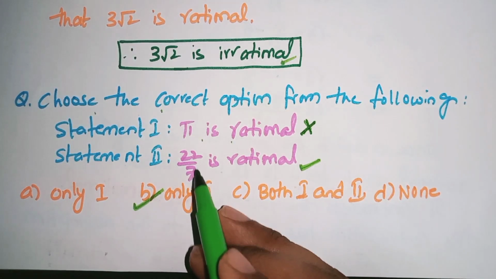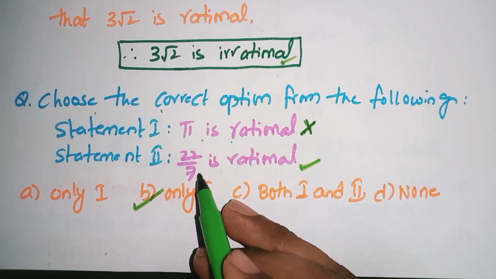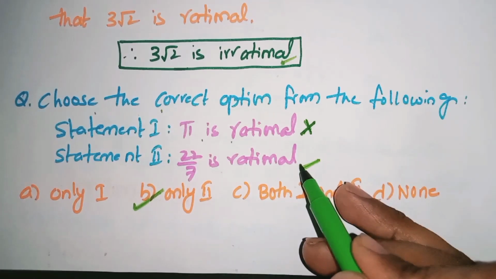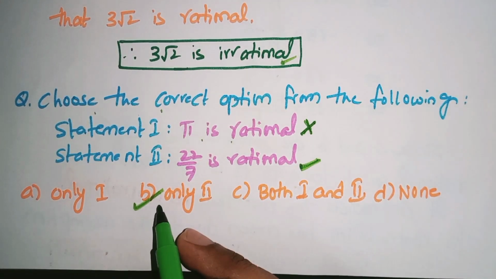And here you can see 22 by 7 is in the form of p by q. That's why it is rational. Thus, the correct option is B.